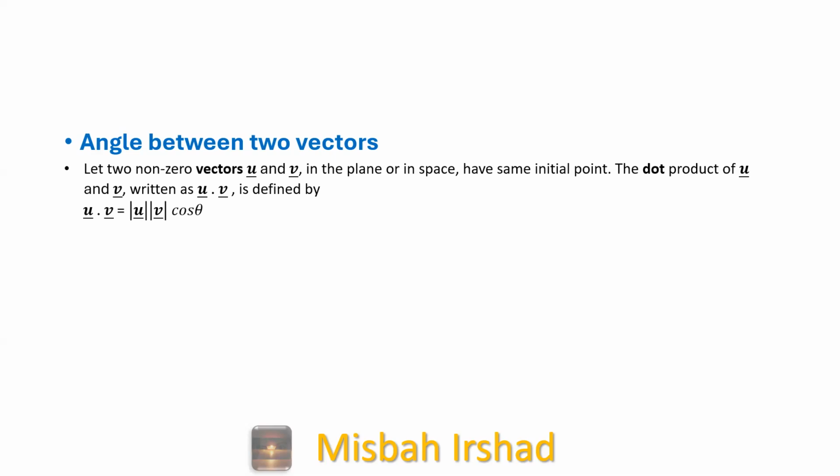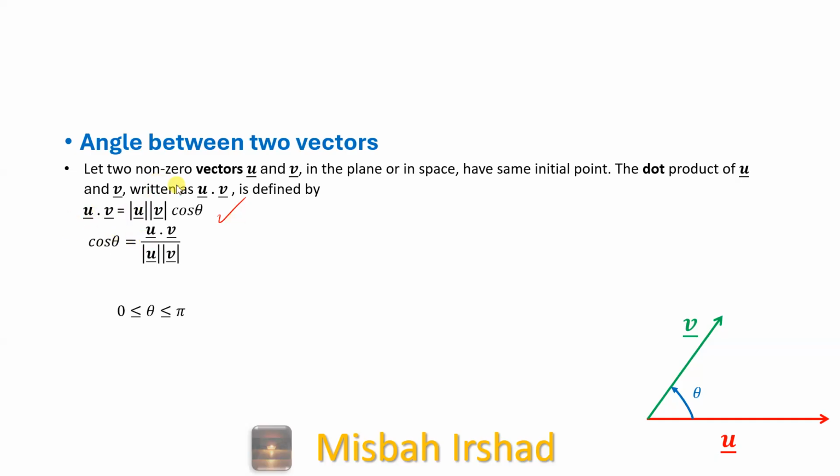Now, angle between two vectors. This definition of dot product actually helps us find the angle between the vectors. If we have two vectors and the angle between them is theta, then this definition gives the angle: cosine of the angle between them equals u dot v divided by u magnitude times v magnitude, and theta can be found by taking cos inverse of this, where theta lies between 0 and pi.